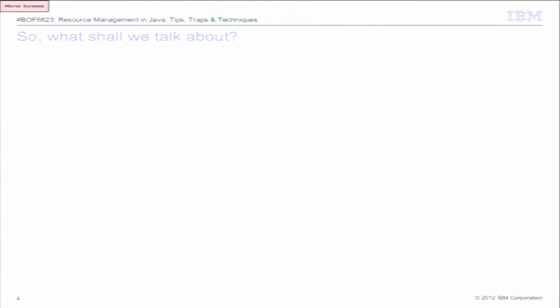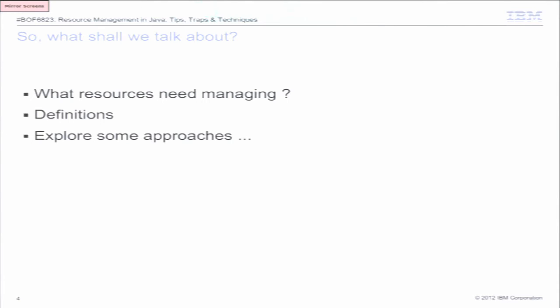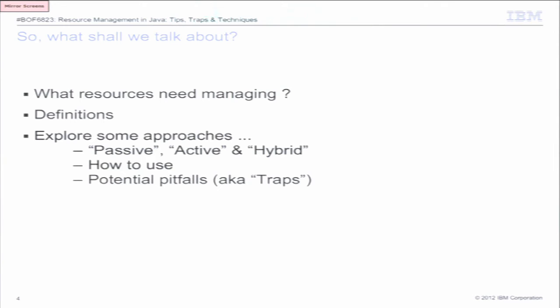So what should we talk about this evening? Well, first of all, I'd like to define what resources I'm going to be talking about and what resources need managing. Then just lay out a couple of definitions and explore some approaches that there are in Java for dealing with native resource management: passive, active, and hybrid. I'll define those things, how to use them, and potential problems or traps to avoid when using them, and we'll look at some worked examples.